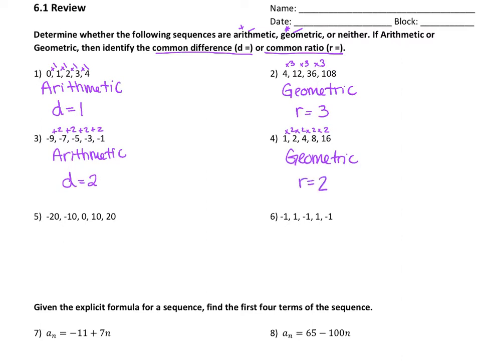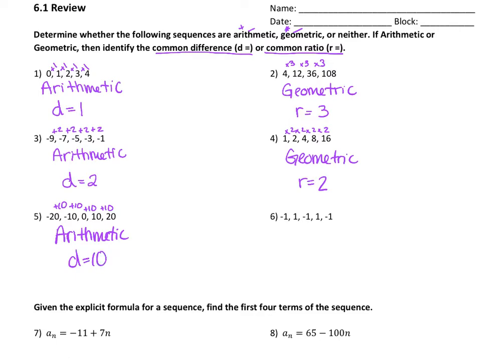All right, number 5, negative 20, negative 10, 0, 10, 20. Well, I know for this part, 0 plus 10 is 10, 10 plus 10 is 20, but we have to make sure the pattern works for the whole thing. So negative 20 plus 10, that's negative 10, and then negative 10 plus 10 would be 0. So this is arithmetic again, and my common difference is positive 10.